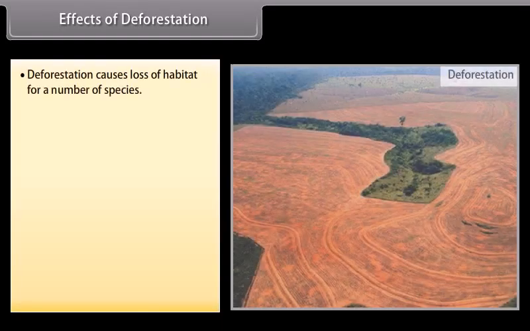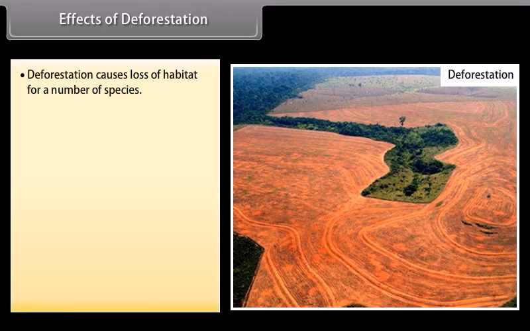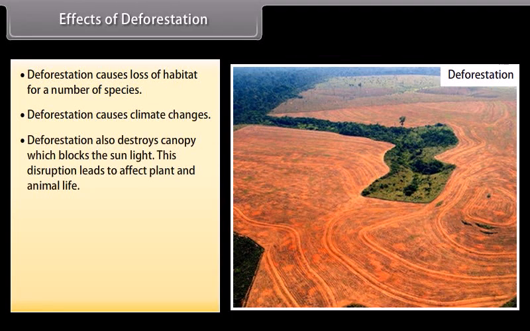Effects of deforestation. Deforestation causes loss of habitat for a number of species. Deforestation causes climate changes. Deforestation also destroys the canopy, which blocks the sunlight. This disruption affects plant and animal life. Deforestation leads to destruction of flora and fauna.